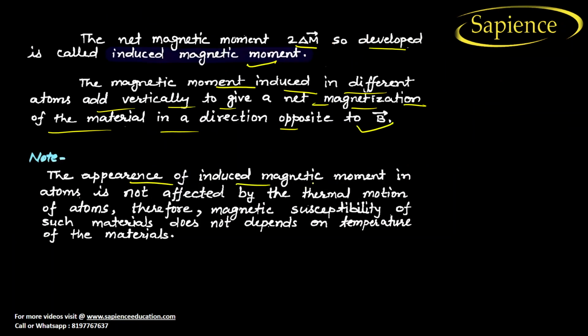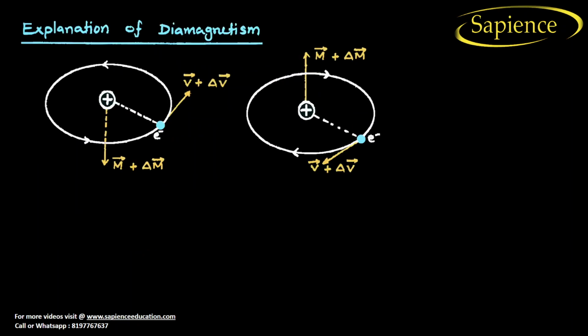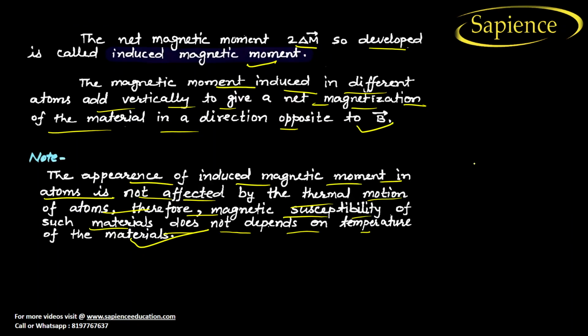The appearance of the induced magnetic moment in an atom is not affected by the thermal motion of atoms. Therefore, the magnetic susceptibility of such a material does not depend on the temperature of the material. What do you mean by this? Let us see. You have already understood that it will create an opposite moment. The net dipole moment will always be created opposite to the direction of the magnetic field.